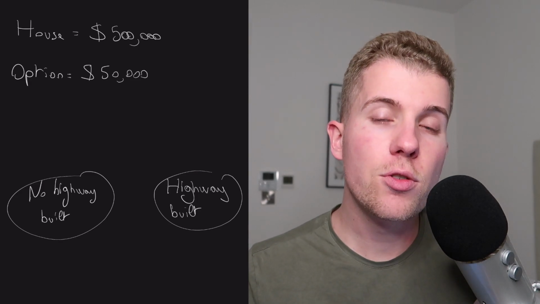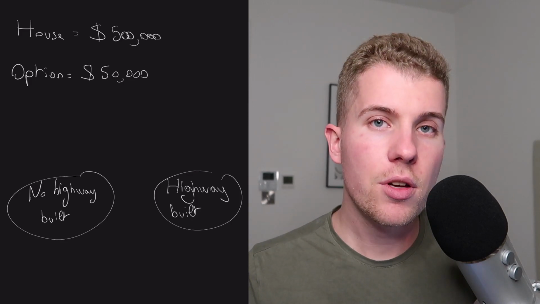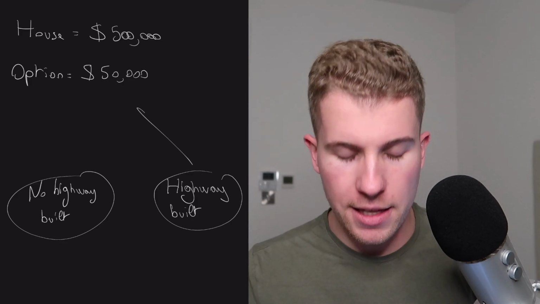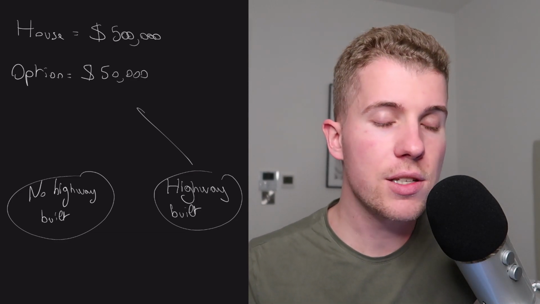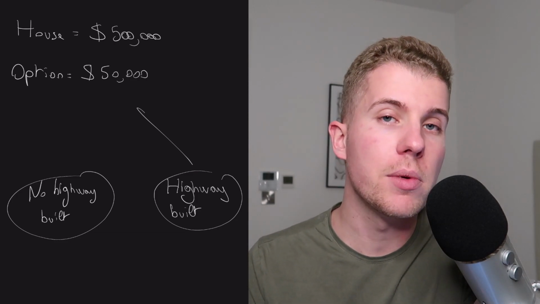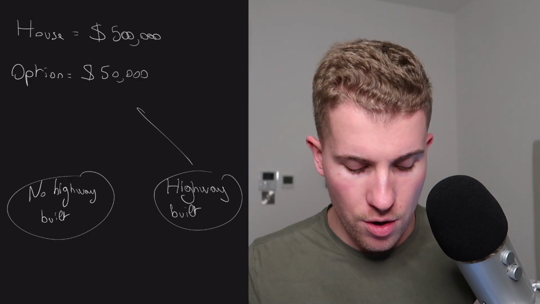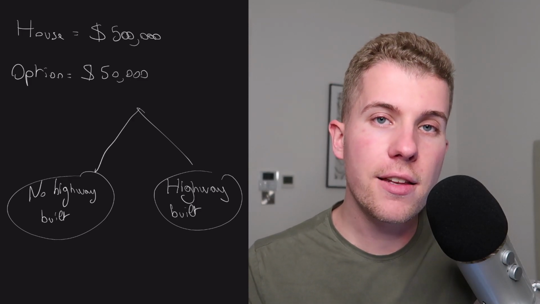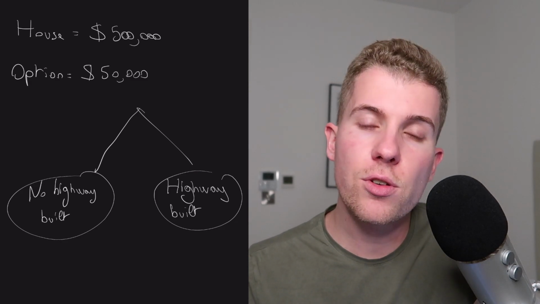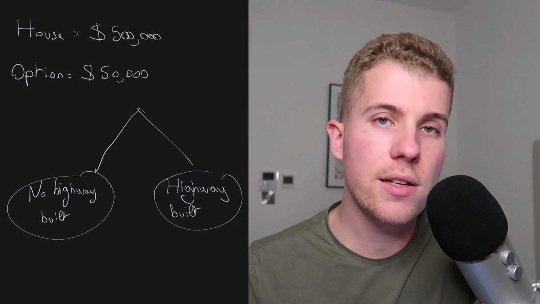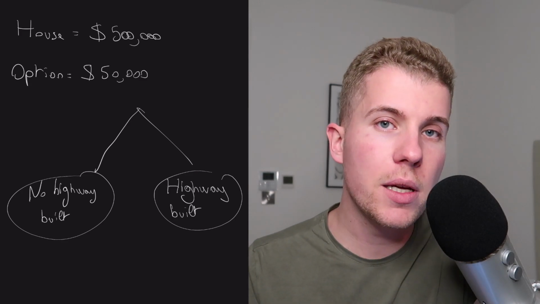So that's basically the two outcomes possible. Either the highway is being built, and in that case, you just lost $50,000 because you're not going to exercise your option if there's a highway that is being built next to it. Or the highway is not being built, and in that case you can decide to exercise your option on this house, and so now you can safely pay $500,000 without any highway being built next to you.